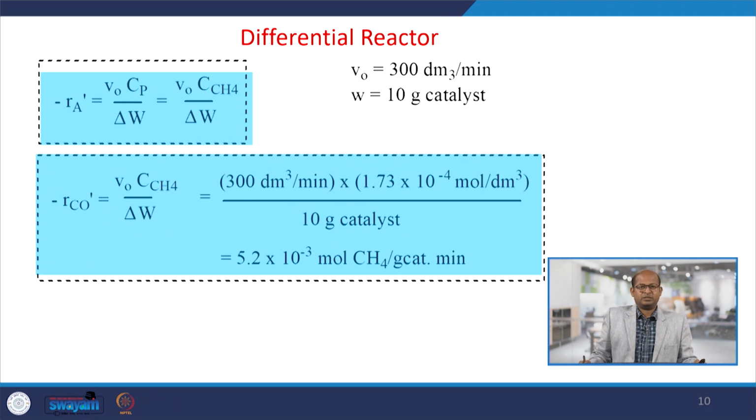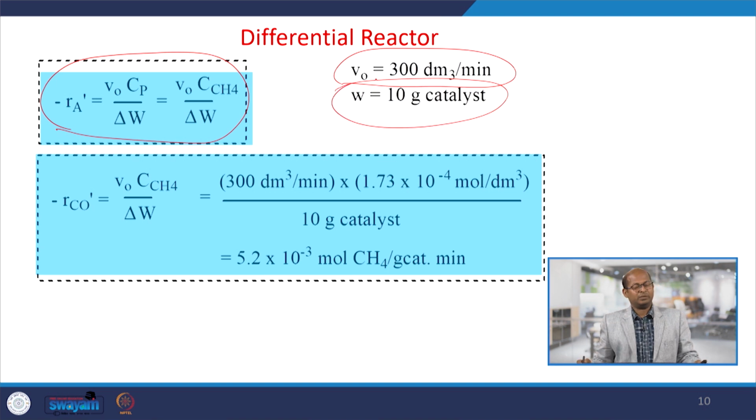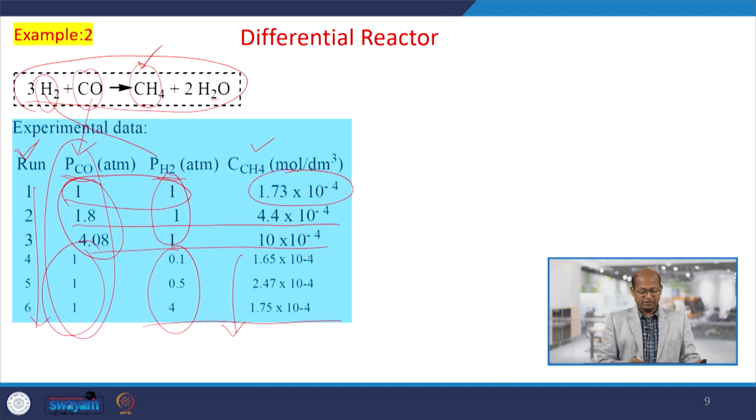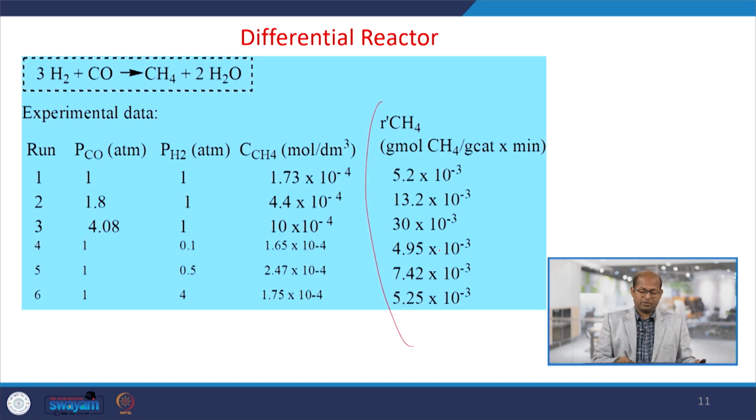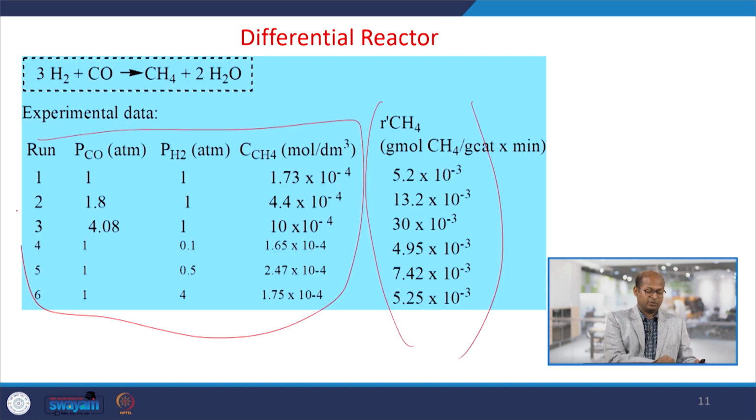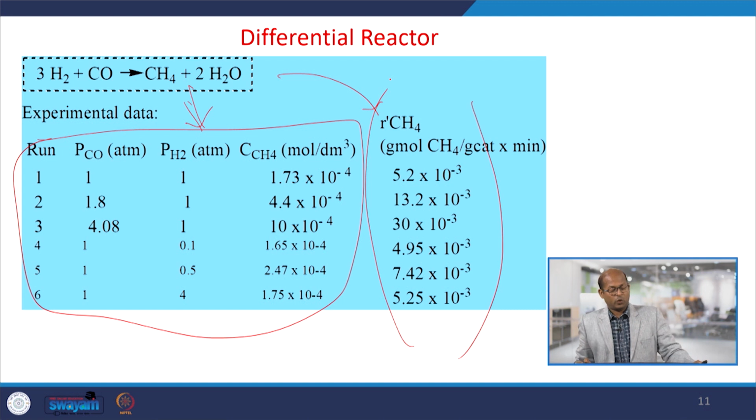Experimentally, using differential reactors and these equations, we can find the rate if we know the volumetric flow rate of the reaction and how much catalyst was used. If we put it in these equations, which we also discussed last time, the concentration of methane given in the table is 1.73 into 10 to the power 4 mole per dm3. So if we put that in, we can find the rate of formation of methane or the rate of disappearance of CO, and we can make these tables. Earlier this table was given from the experimental data, and after that, using these equations, we found the rate at different times for the different sets of runs.